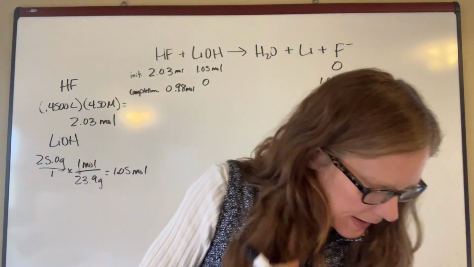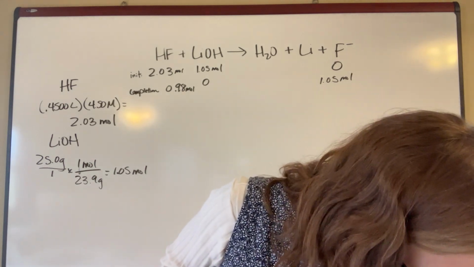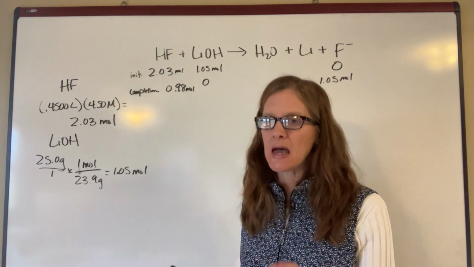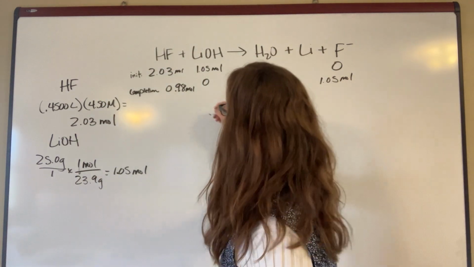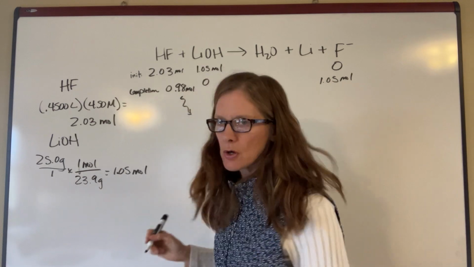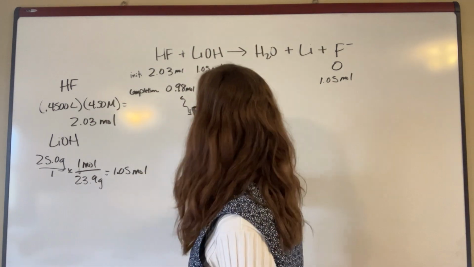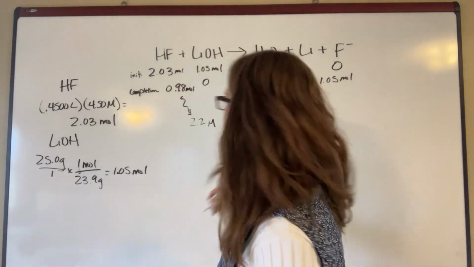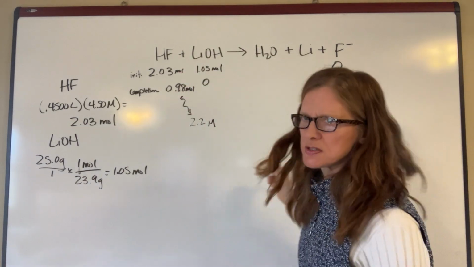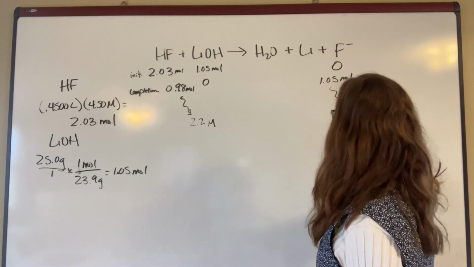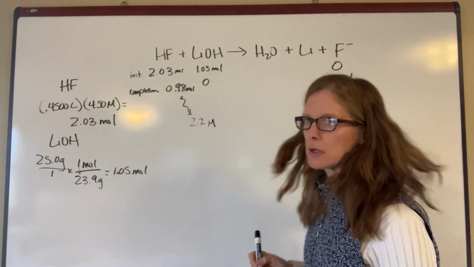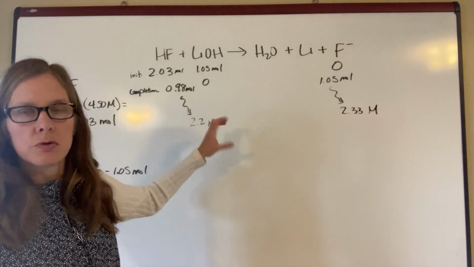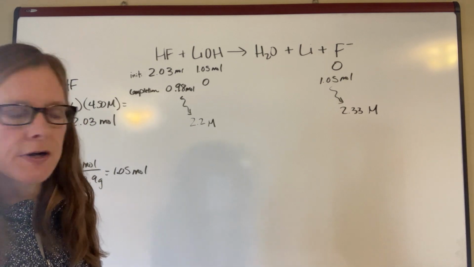Okay, and here once again, I've got 450 milliliters, and so I've got to take that into account when I calculate this. So that's going to be, at 450 milliliters, 2.2 molar. And when I divide over here, that's going to give me 2.33 molarity. Okay, so again, all I did was take that and divide it by the 450 milliliters that I had there.